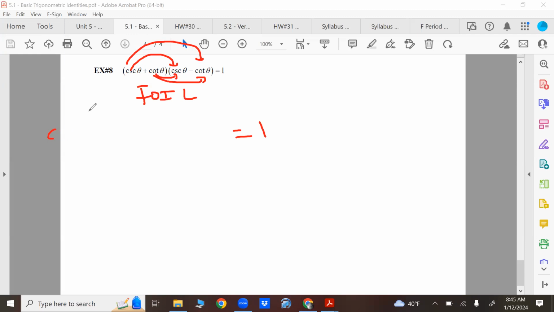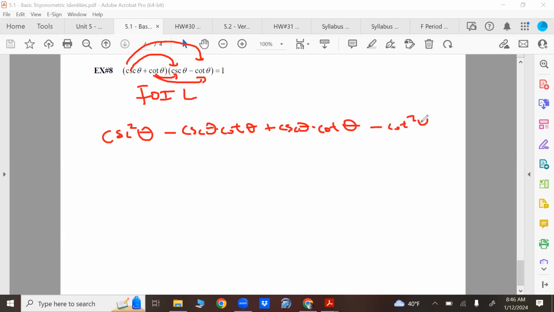Cosecant squared. I'm gonna need more space, so I kind of goofed. I'll write the one later. Cosecant squared theta plus negative cosecant theta times cotangent theta plus cosecant theta times cotangent theta minus cotangent squared theta equals 1. Okay. Hopefully you guys can see that. It's a little messy. But yeah, that's cotangent cosecant, negative cotangent cosecant.